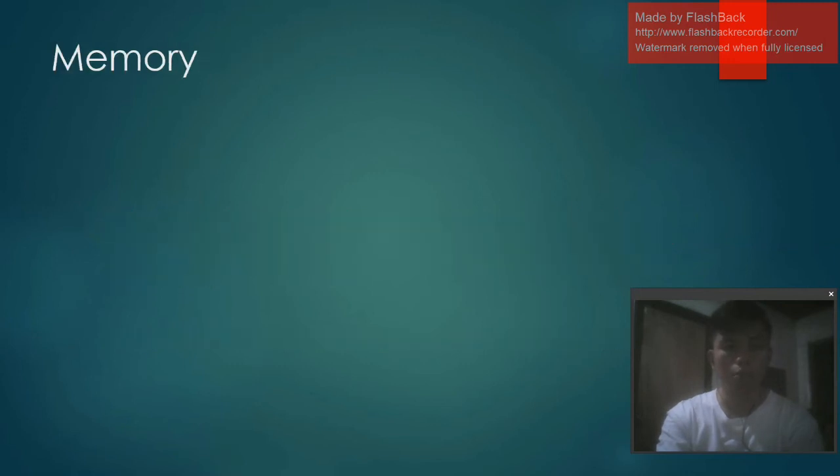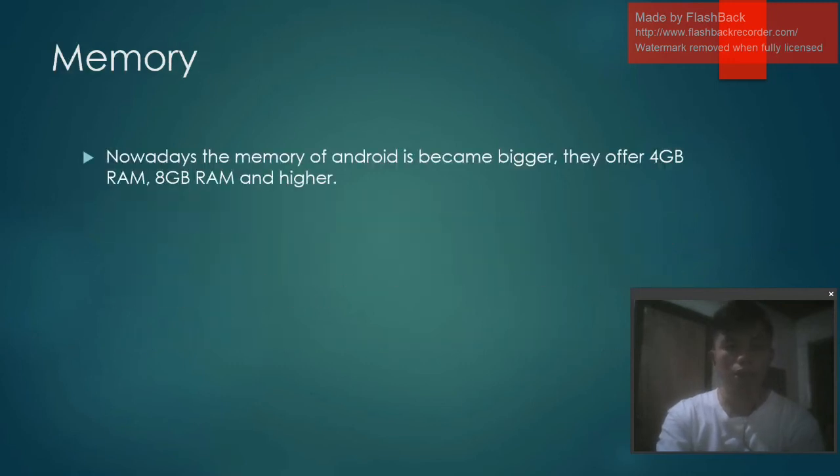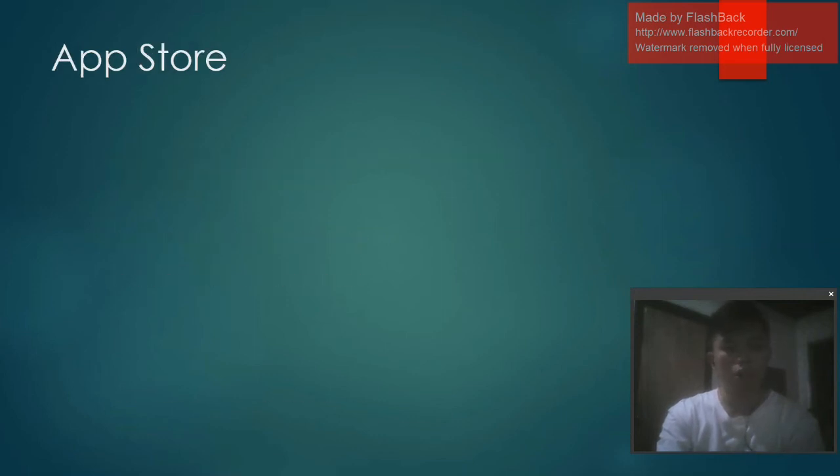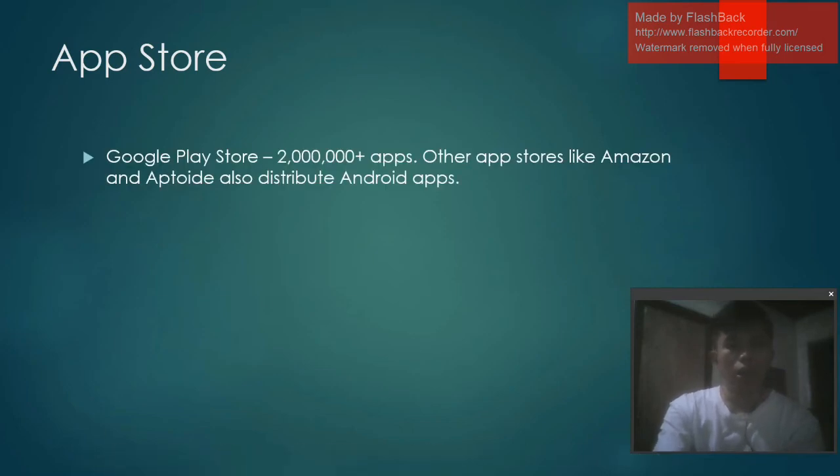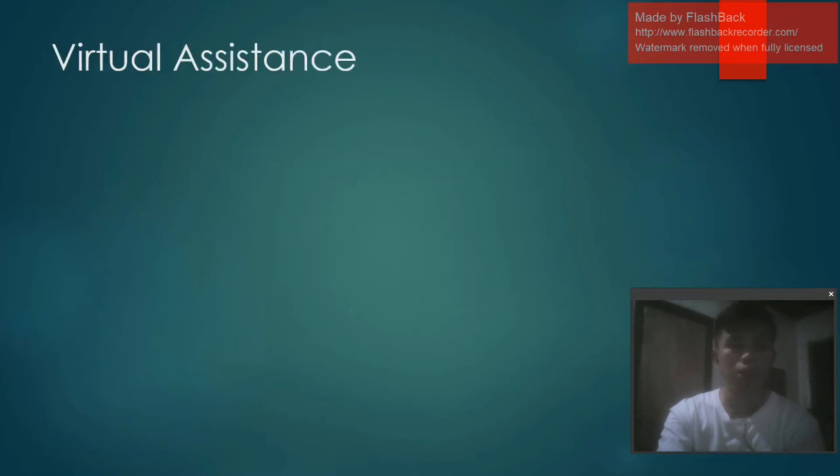Next is the memory. Nowadays, the memory of Android has become bigger. They offer 4 GB RAM, 8 GB RAM, and higher RAM at a lower price. The next is the App Store. Google Play Store has 2 million plus apps. Other app stores like Amazon and Aptoide also distribute Android apps.